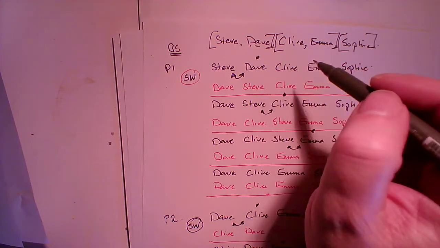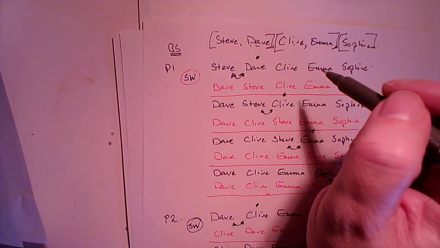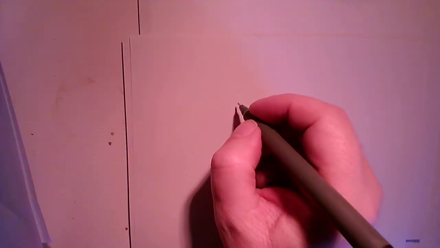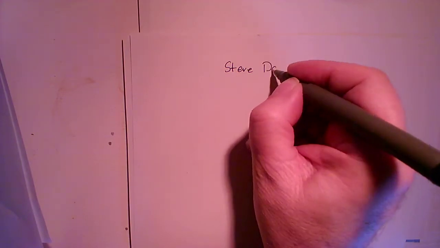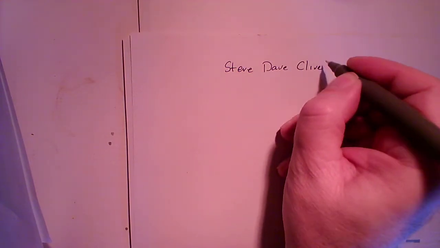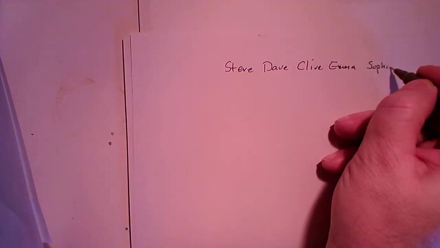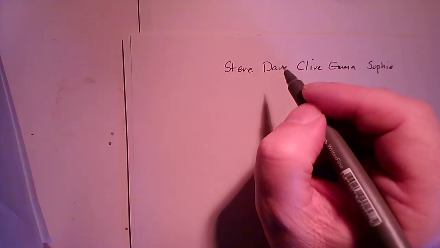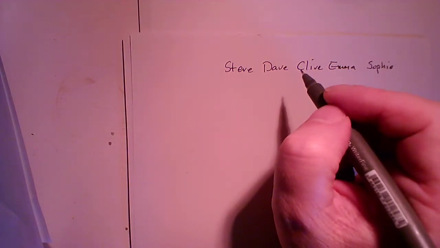The only thing I can say is that this kind of thing, when we're using strings, could be a little bit complicated. If you want, as a tip, let me just get a fresh piece of paper. If I had Steve, Dave, Clive, Emma and Sophie, if you had those and you're going to struggle with the alphabet and knowing orders of things, then why not give them numbers?